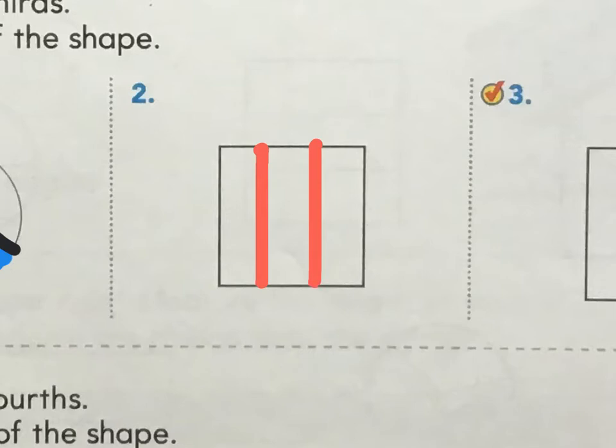I could have drawn the lines up and down. I could have also drawn them sideways. And now I'll go ahead and color in one of the thirds. It doesn't matter which one, the one on the left, the one on the right, or the one in the middle. It's up to you.